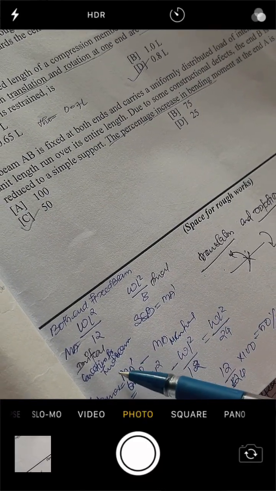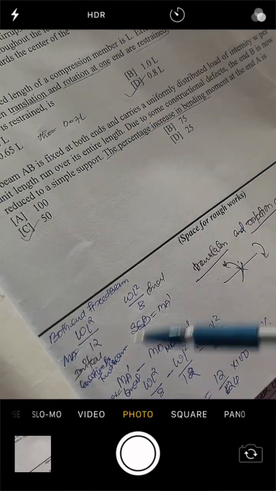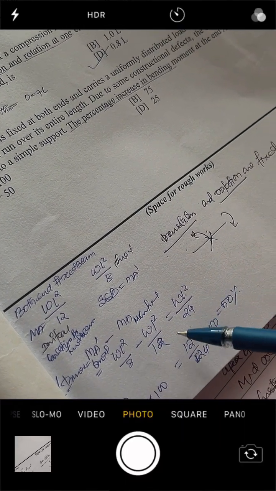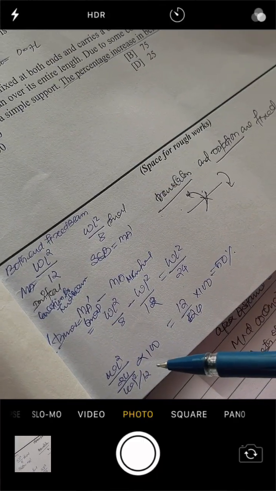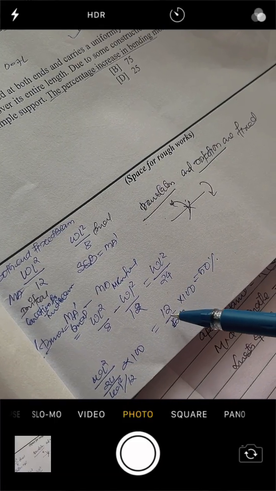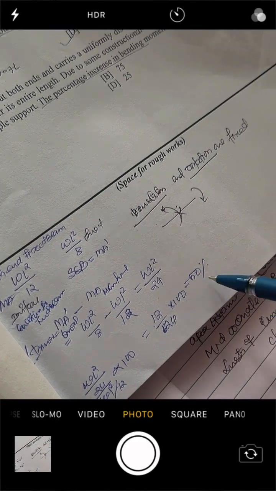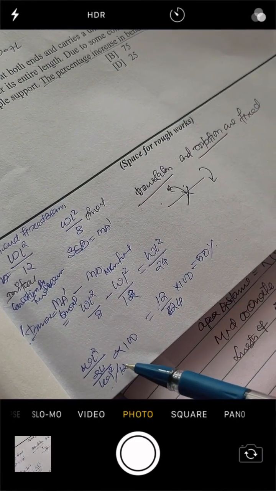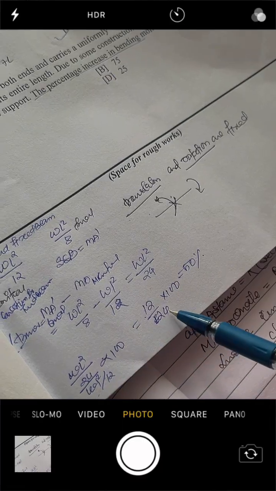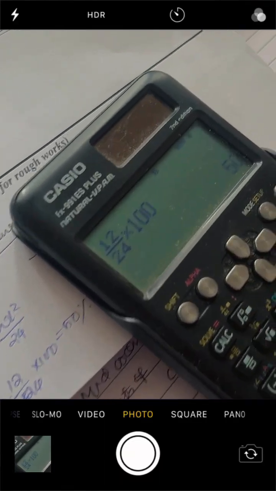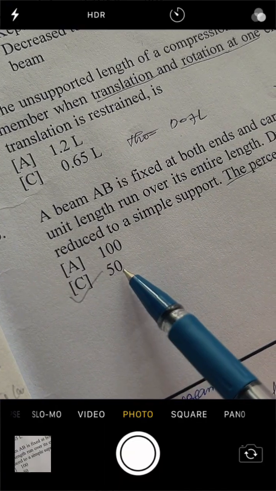And for the final, with the simply supported end, it is going to be WL squared by 8. So the percentage increase in the bending moment is going to be final minus initial bending moment. WL squared by 8 minus WL squared by 12 is going to be WL squared by 24. Now you need WL squared by 24 divided by WL squared by 12 into 100%. Hope you understood it. This WL squared and this WL squared will get cancelled out. This will move upwards to the numerator, and this is going to move to the denominator. Then 12 by 24 into 100 is 50%. So the answer is 50%.